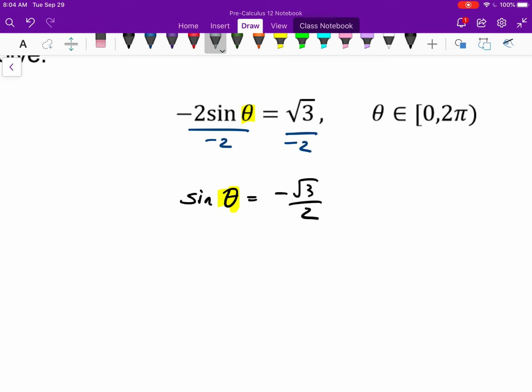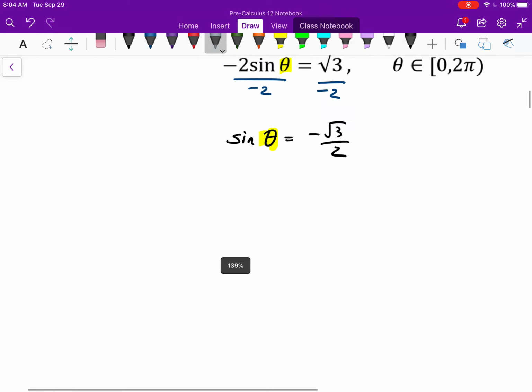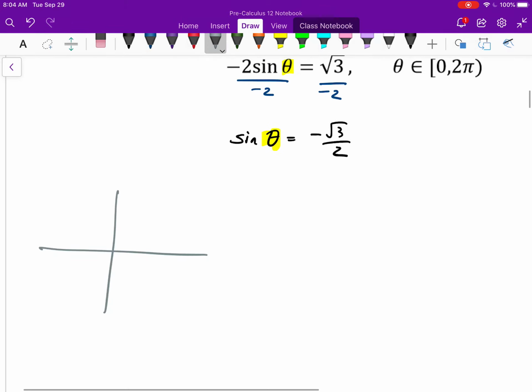So let's think about it. I can now know what quadrants that must be in. So let me kind of visualize this. Where is sine negative? Sine is negative in the 3rd quadrant and the 4th quadrant. And I know that from my CAST rule, because I know that sine is positive in the first 2 quadrants. So I know my solutions are going to be in the 3rd and 4th quadrants.